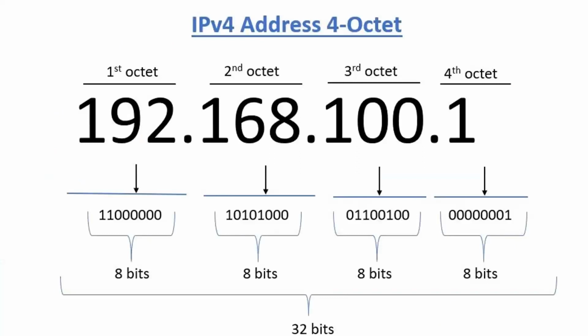So that's why we need an IP address, right? Okay, so this is an example of an IP address. Like I said, it's 32 bits, and it's divided into 4 8-bit chunks, right? So 8 bits, 8 bits, 8 bits, 8 bits, and it comes up to 32 bits, right?